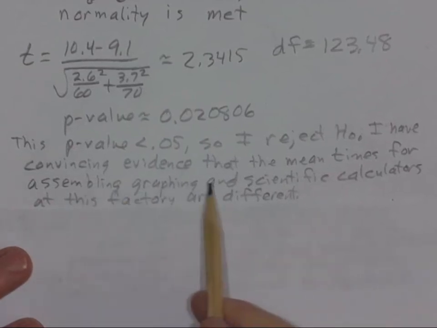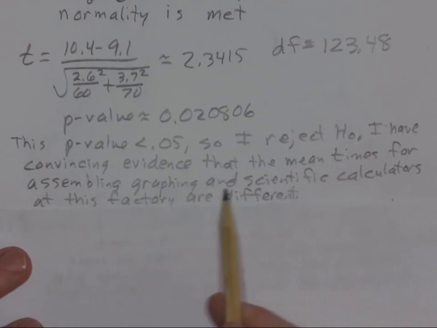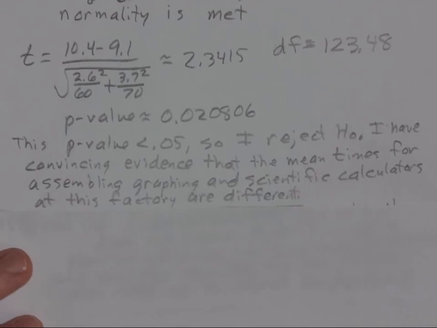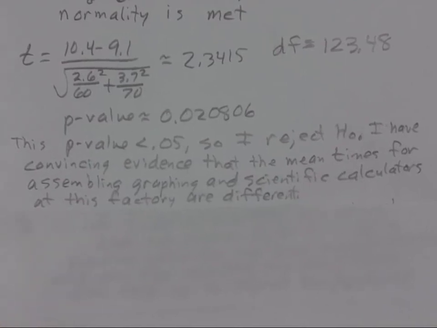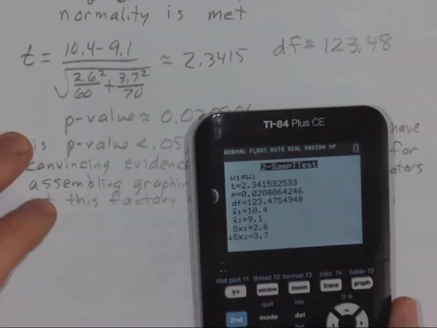I have convincing evidence that the mean times for assembling the graphing and scientific calculators at this factory are different. So in this case, there does appear to be a statistically significant difference. And then lastly, it asks us to make a confidence interval for the difference.